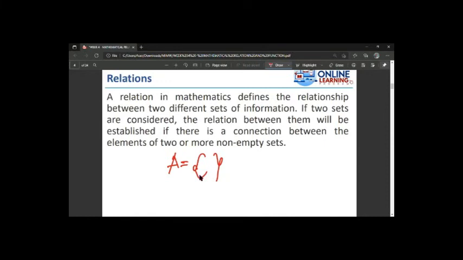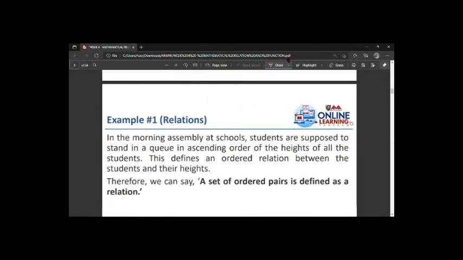Okay? And B has 1, 2. So, hindi mo marerelate yung A to B or vice versa kasi nga walang laman yung isa. Dapat non-empty, meaning hindi empty. Okay? Okay. Let's proceed, no? So, let's have an example.